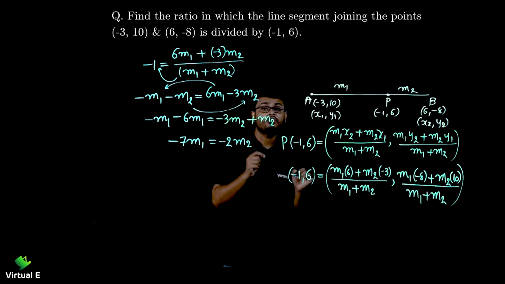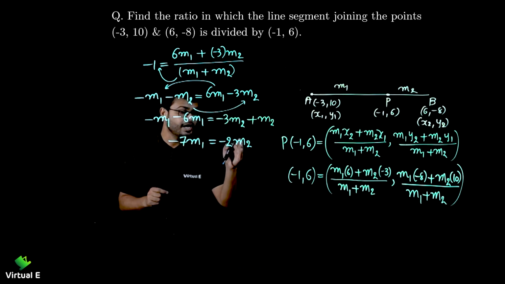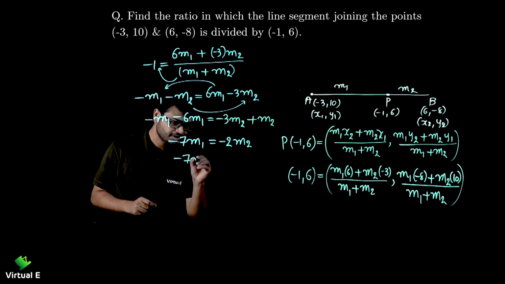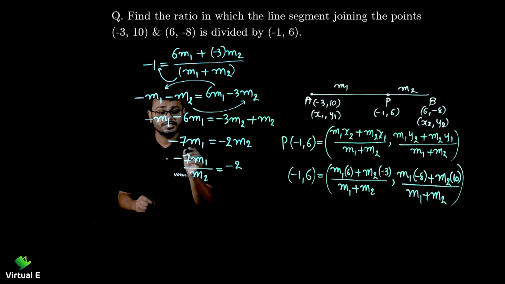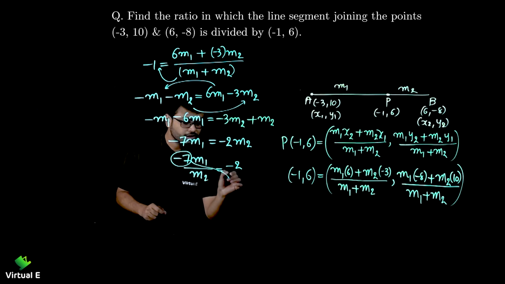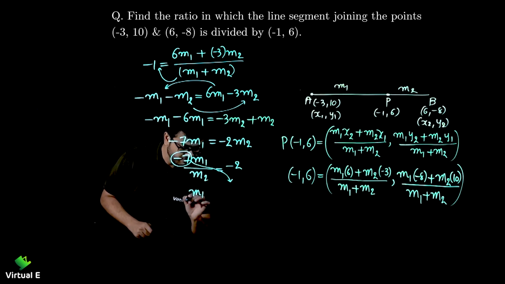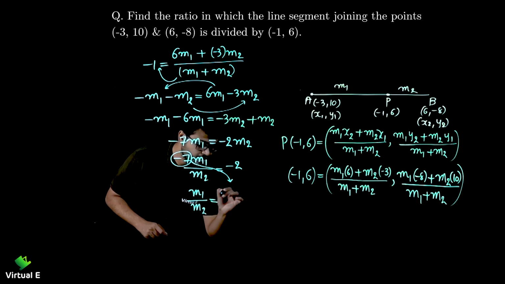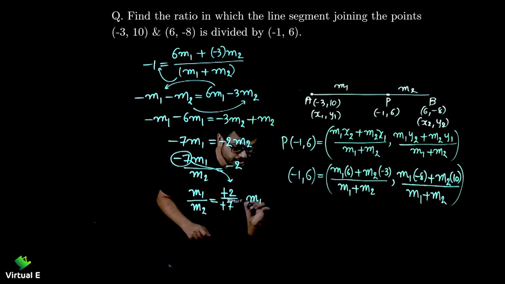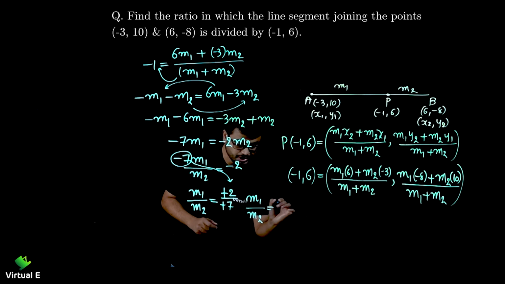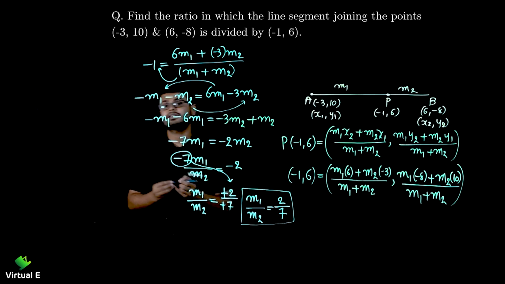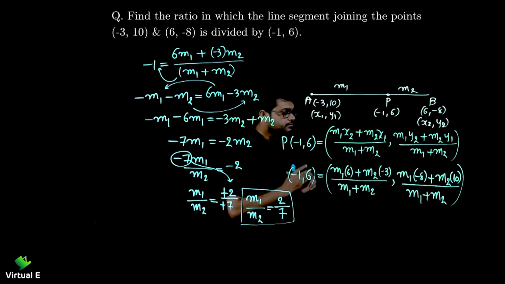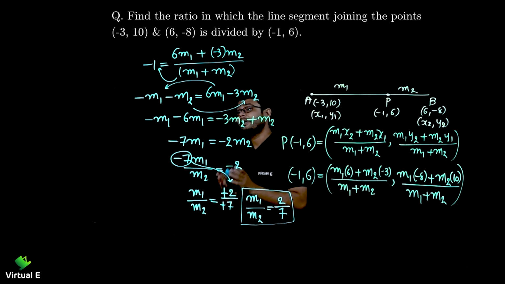Remember, what do we want? We want the ratio. So I'm going to take m2 in denominator. Okay, minus 7m1 upon m2 is equal to minus 2. And this minus 7 will go where? Into the denominator of minus 2. So m1 by m2 is equal to minus 2 by minus 7. That will be positive. So my ratio is m1 by m2 is equal to 2 by 7. That's my answer. Correct? Done. Very simple. Now we got the ratio. We compared the x coordinate.